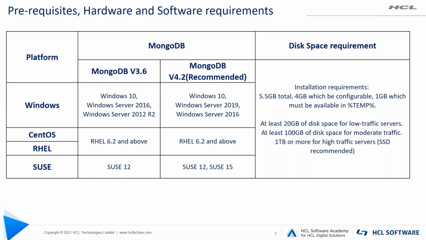The prerequisite hardware and software requirements. This is a pretty self-explanatory slide, so you can note the table shown on the screen for your reference. This table contains the specifications for MongoDB 3.6 and 4.2. You can install MongoDB on Windows 10, 2K16 and 2K19, and on RHEL 6.2 and above. MongoDB 4.2 can be installed on both SUSE 12 and SUSE 15, but 3.6 can't be deployed on SUSE 15. Moving to the next slide.